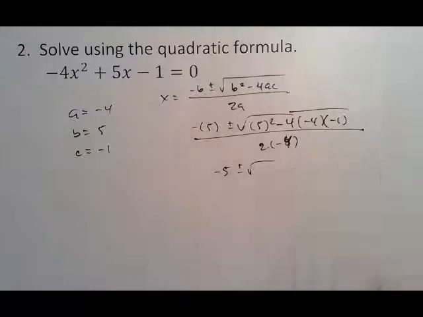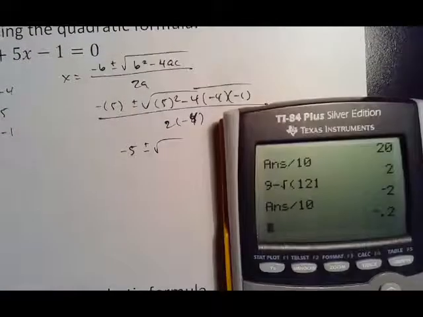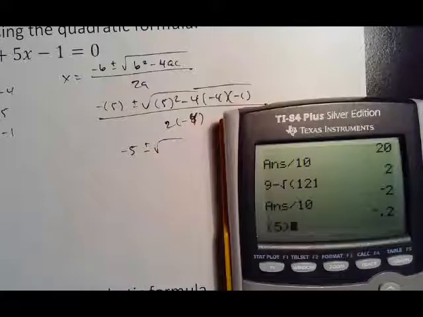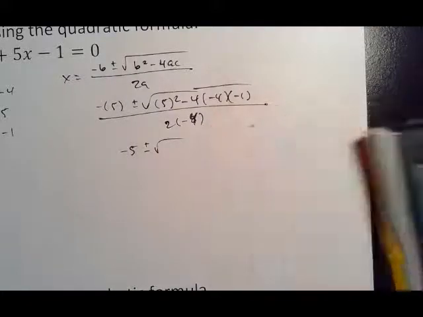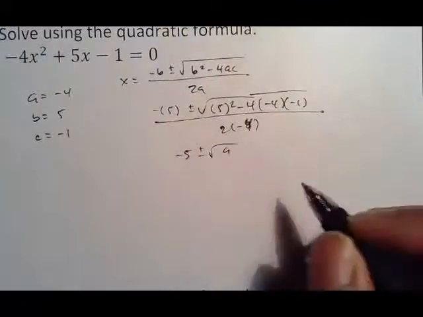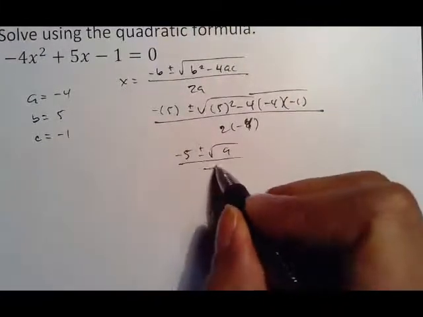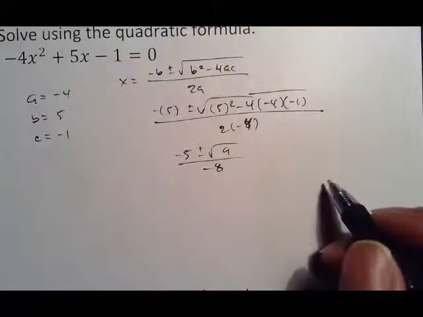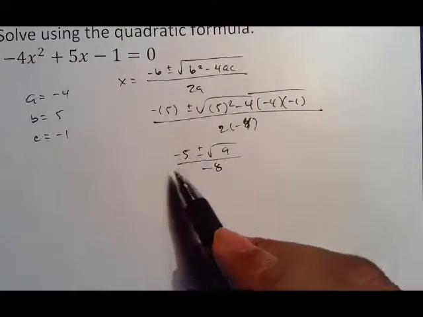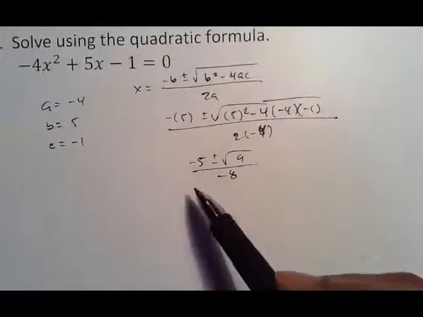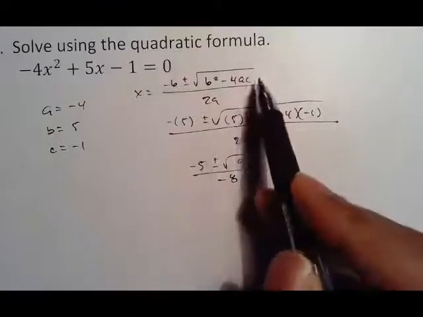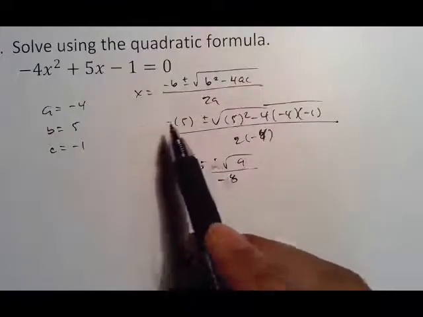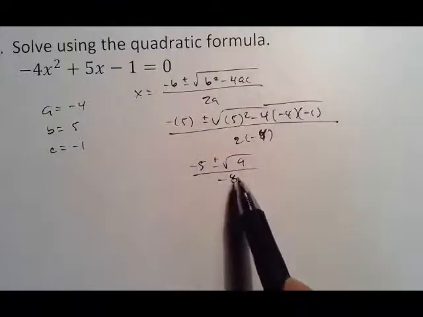Negative 5 plus or minus square root of, plug this in, parentheses 5 squared minus 4, negative 4, and negative 1 equals 9. Did I really do that twice? It's accidental. All over negative 8. And again, once you do that, what you do from here is up to you, but I suggest that all of you should have this, that, and then your substitution portion, and then your simplify portion.